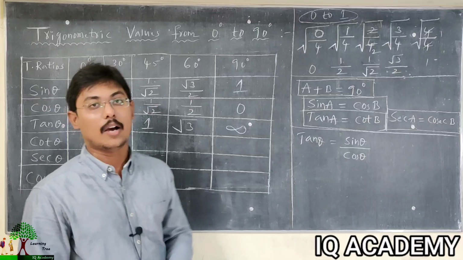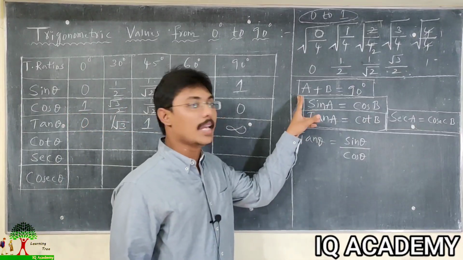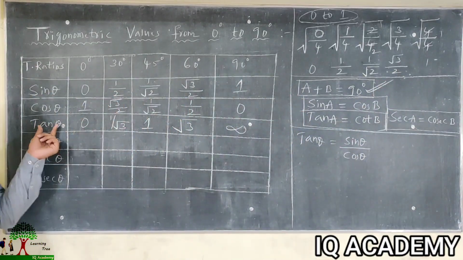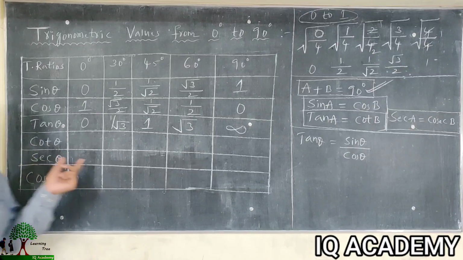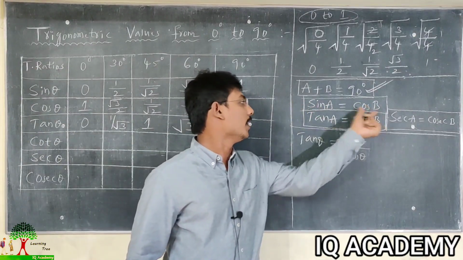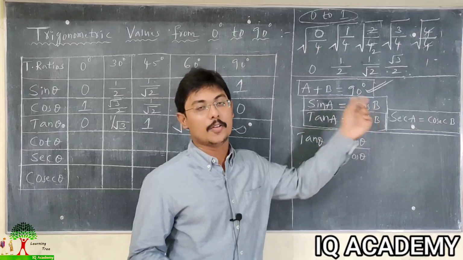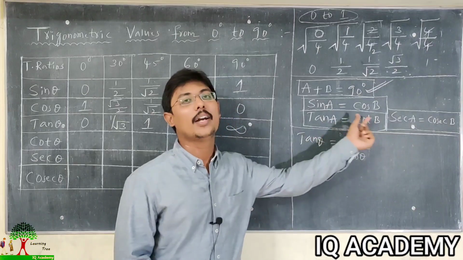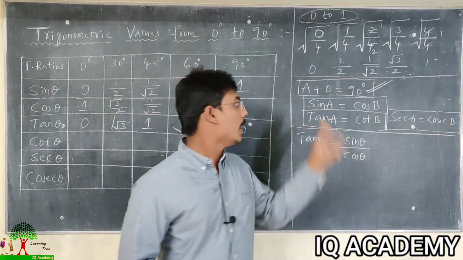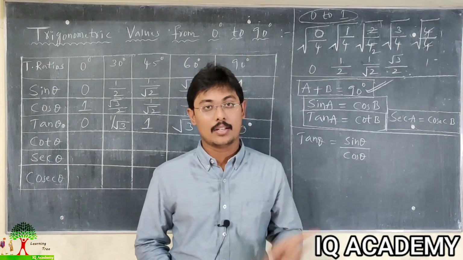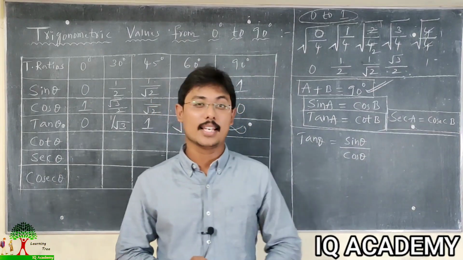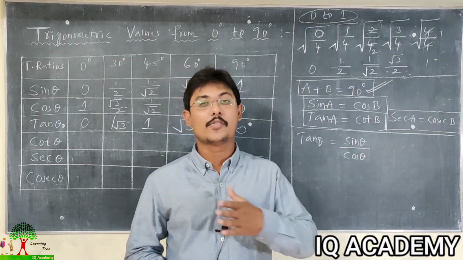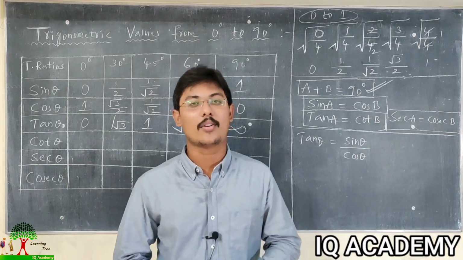And our rule, our trick and our concept is A plus B equals 90 degrees. This concept is very important. If you know tan theta, we can find cot theta. In the same way, if you know sin A, we can find cos B. Like sin theta, we can find cos theta. If you know sin 0 degrees, we can find cos 90 degrees. In the same way, if you know tan, we can find cot values. The sum of two angles equal to 90 degrees is complementary angles, a concept of geometry.